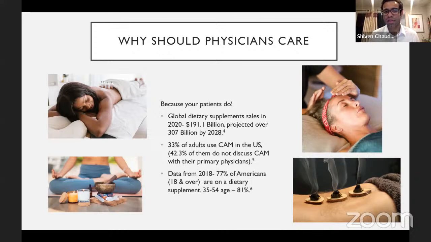In 2020, over $190 billion was spent on dietary supplements. That number is actually going to increase, and it's projected to be 307 billion by 2028.